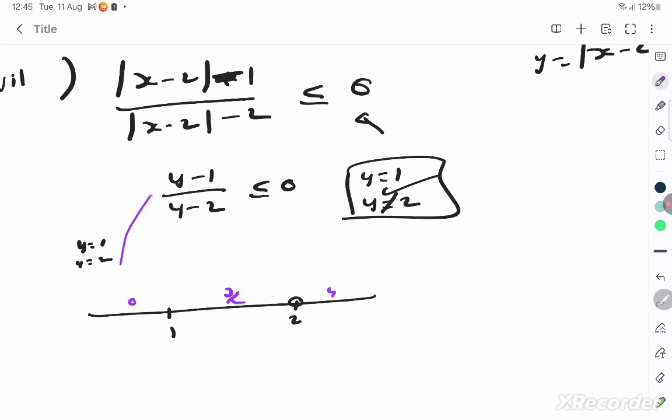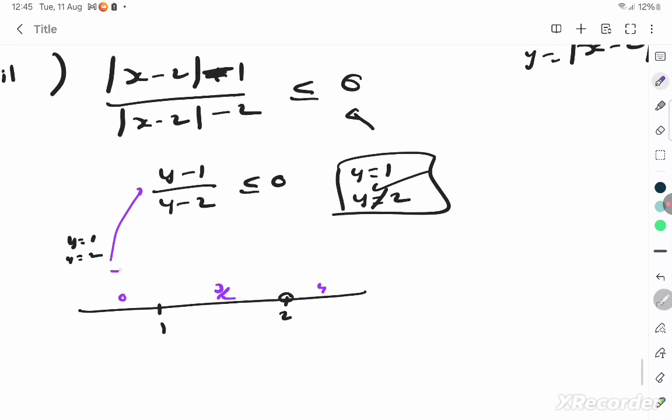Putting this here, 0 minus 1 is negative, correct? Yes. And 0 minus 2 is also negative. It is going to fetch you a positive answer. This is lesser than or equal to 0. You don't want a positive answer, so this side is false.